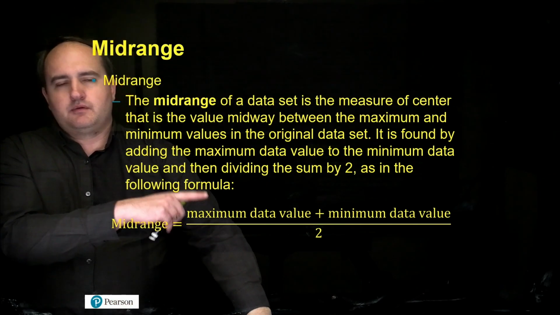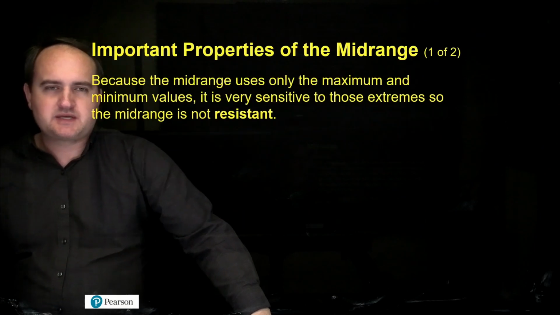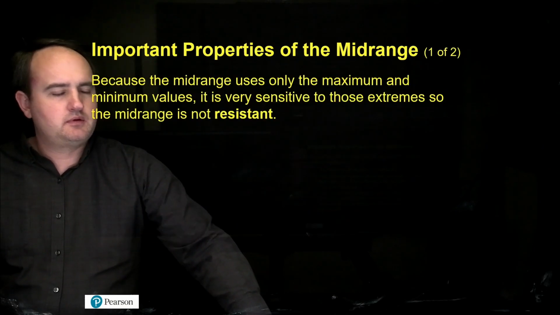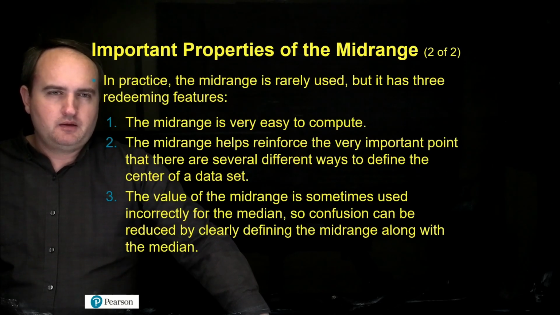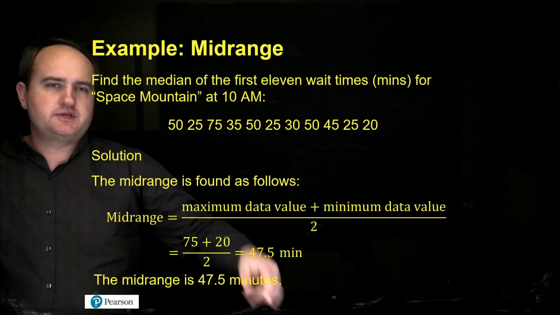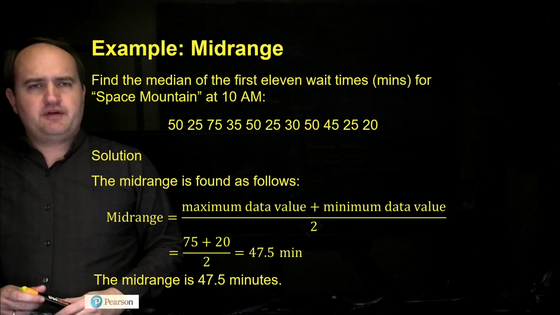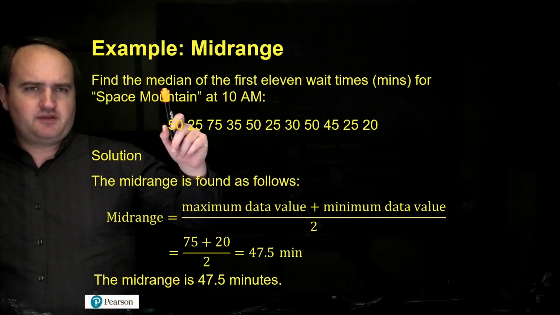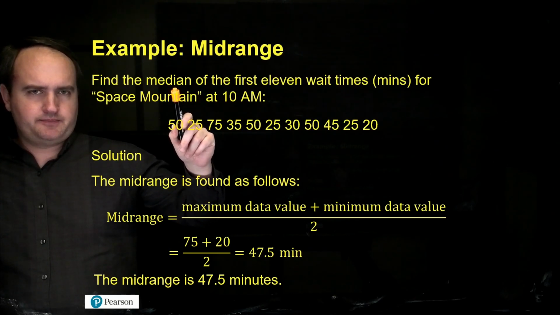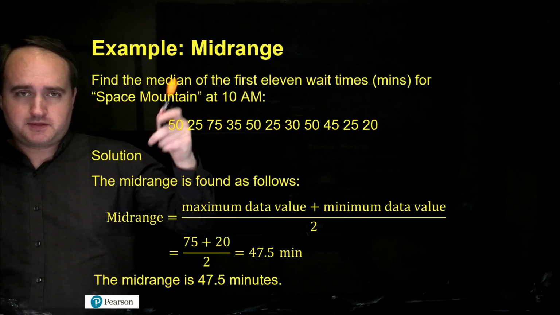And it's not really including anything besides the maximum and the minimum. So it's not used as much because it's not resistant. All right, so let's go ahead and find the mid-range here. It's supposed to say find the mid-range on this slide. I need to fix that. Hopefully I fix that before I post it.